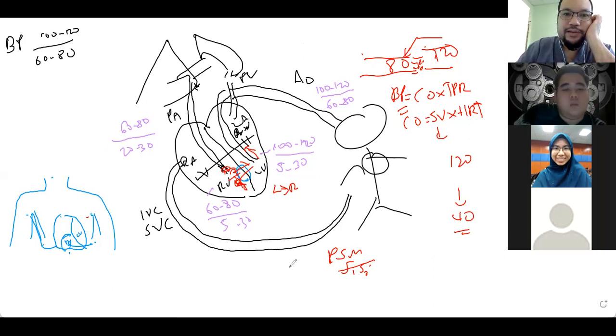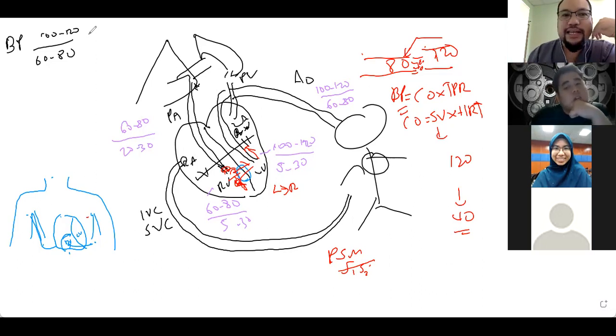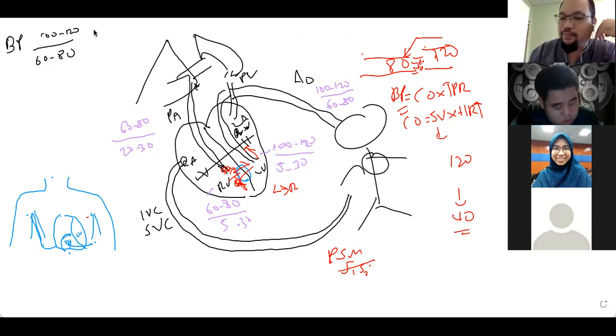Systolic BP. Fluid sepatutnya pergi ke aorta. Tapi sekarang ni, instead of pergi aorta, sebahagian daripada dia, daripada left ventricle, sebahagian pergi aorta, sebahagian lagi cross into the right ventricle. So, what will happen to your systolic blood pressure? What will happen? Reduce. Okay, theoretically, dia akan reduce. Tapi, what can the body do?